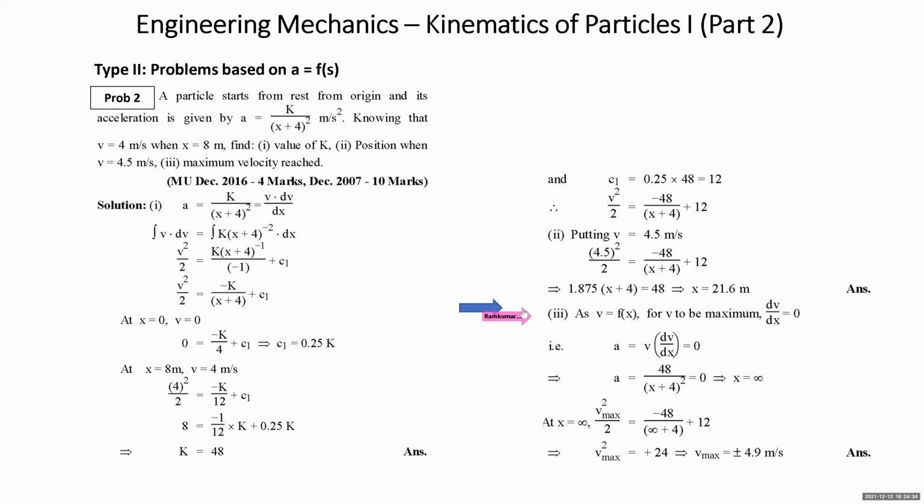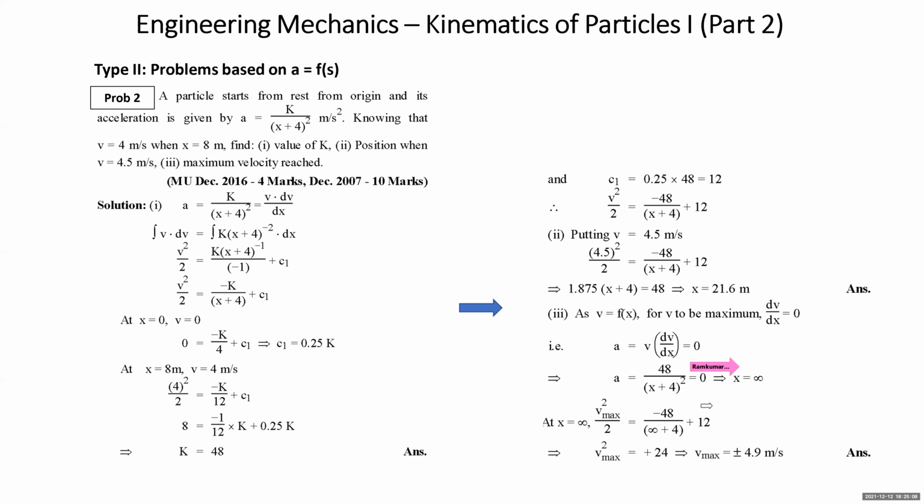Then we come to third. Third part is maximum velocity. As in the previous problem, velocity is a function of x. For v to be maximum, first derivative dv by dx should be 0. dv by dx means what? Acceleration should be 0. What is acceleration? v dv by dx. If dv by dx is 0, acceleration is 0. Acceleration expression is already with us. Only k values to be substituted into that. a is equal to 48 upon (x plus 4) square equal to 0. This expression is valid, has to be valid, will be valid only when the value of x is infinite.